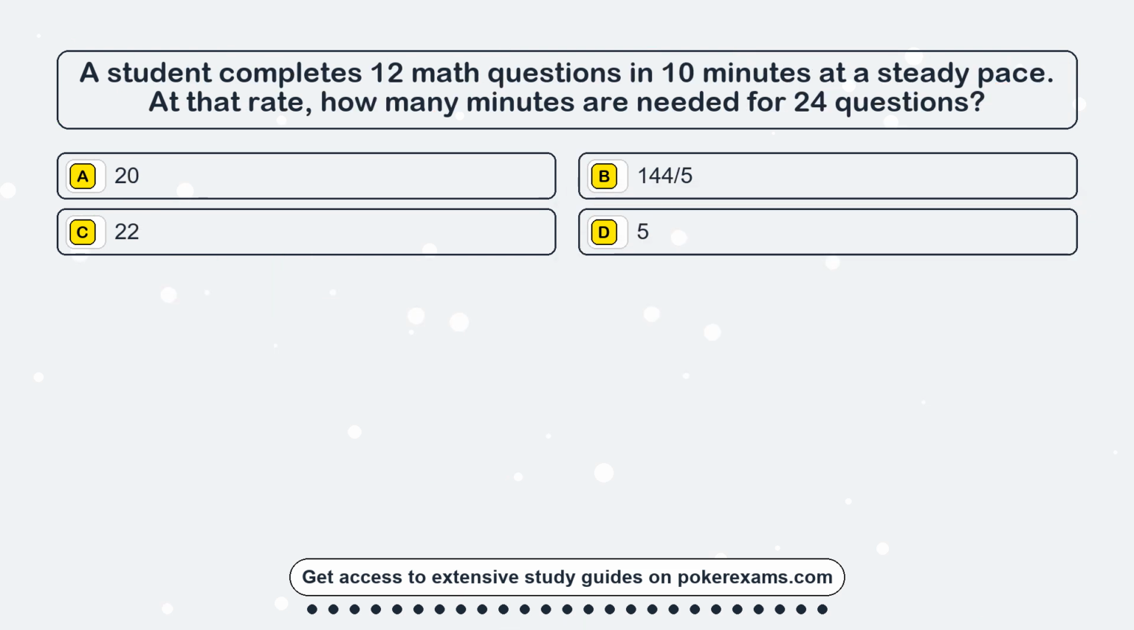Question 5. A student completes 12 math questions in 10 minutes at a steady pace. At that rate, how many minutes are needed for 24 questions? Option A 20. Option B 144/5. Option C 22. Option D 5.